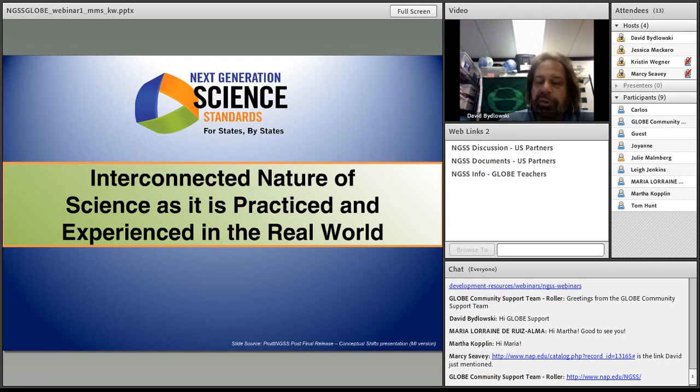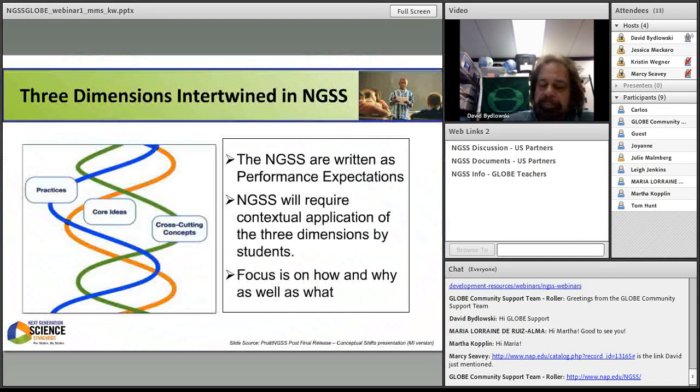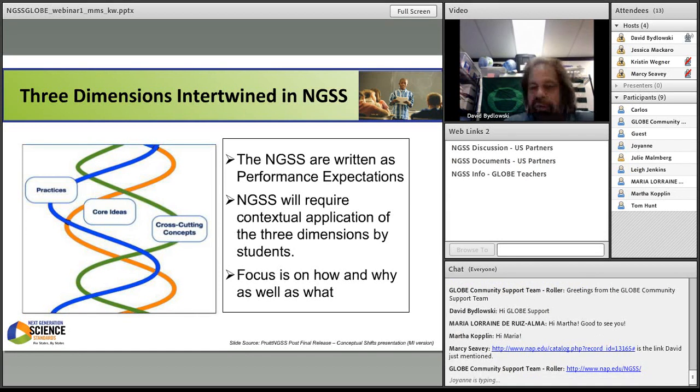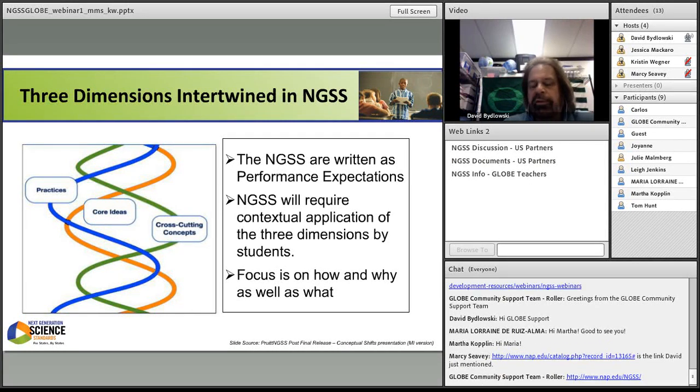And I think the other piece that's very prominent is the real world application of these expectations. So hopefully that gives a flavor of the next generation science standards, where they've come from and why we have them today. One of the unique aspects of the next generation science standards, which are different than most of the other state standards, expectations, and objectives that states have had, is this whole intertwining of the three dimensions of science. And those are the practices, core ideas, and cross-cutting concepts.